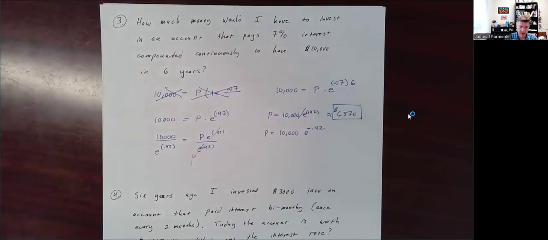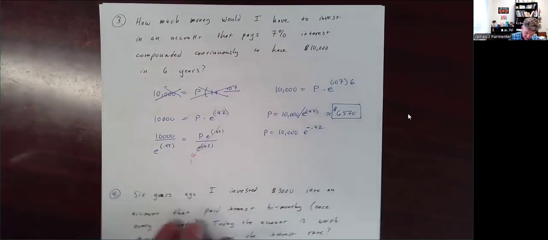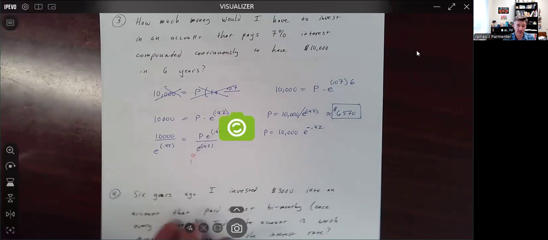All right, another example. This might be the last. No, there's a couple more. And then this is the last interest problem. And what, sorry about all the pausing here. Document camera is on.